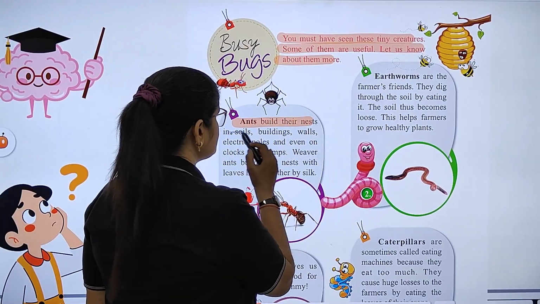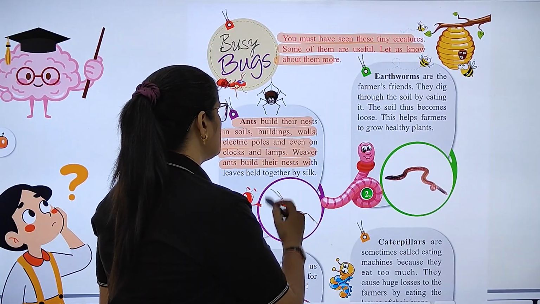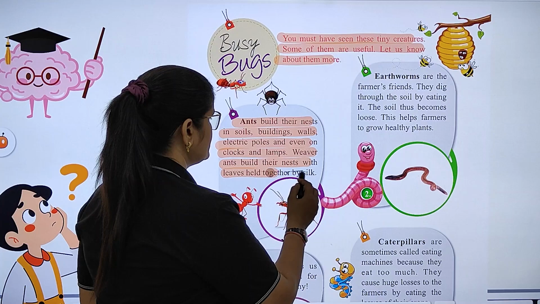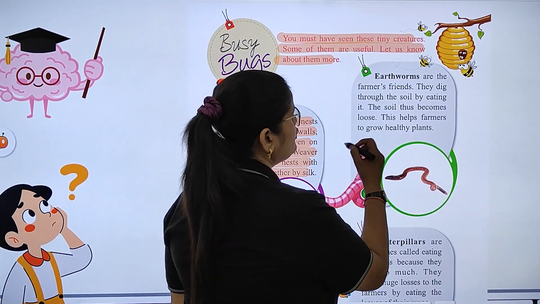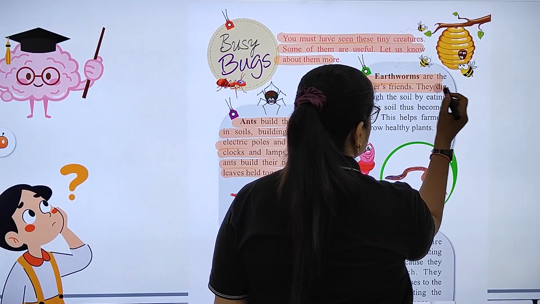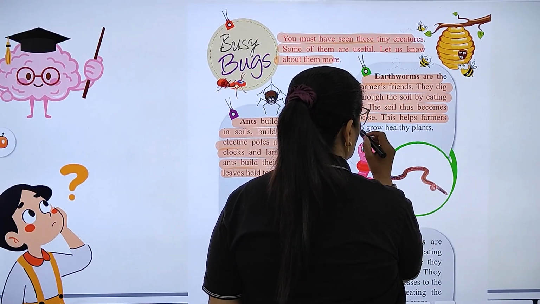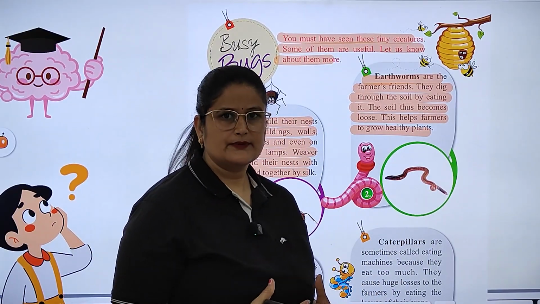Ants build their nest in soil, buildings, walls, electric poles, and even on clocks and lamps. Weaver ants build their nest with leaves held together by a silk. Okay. Earthworms are the farmer's friends. They dig through the soil by eating it. The soil thus becomes loose. This helps farmers to grow healthy plants.